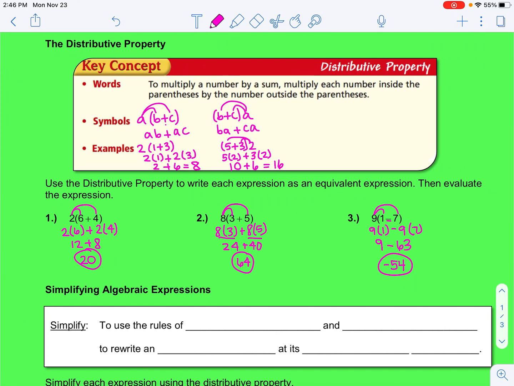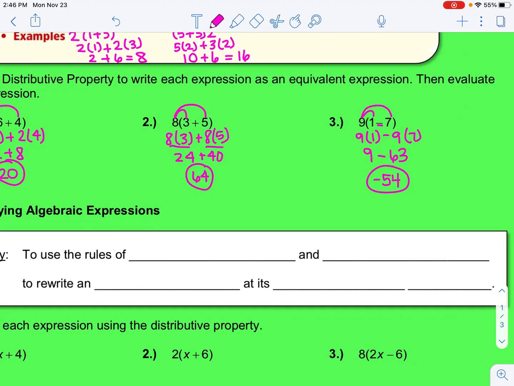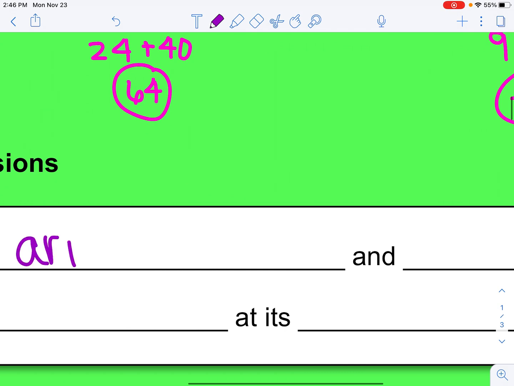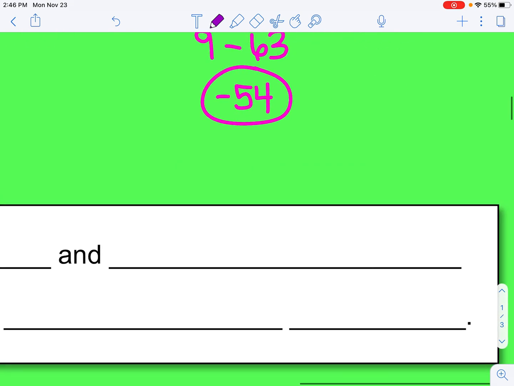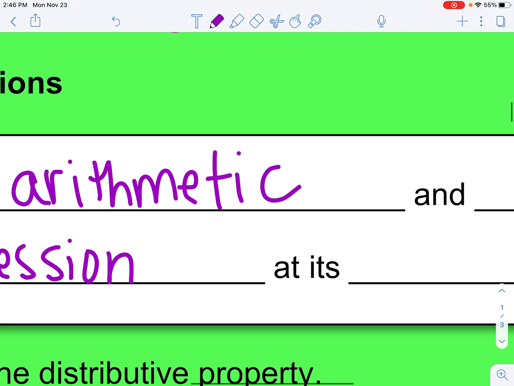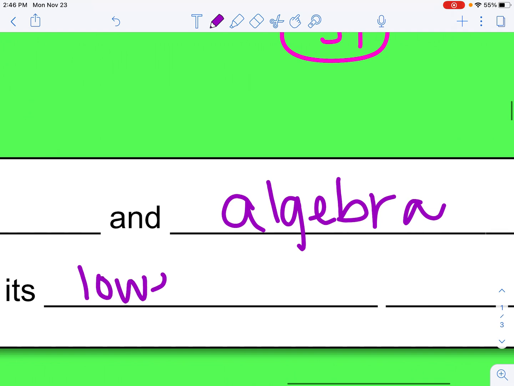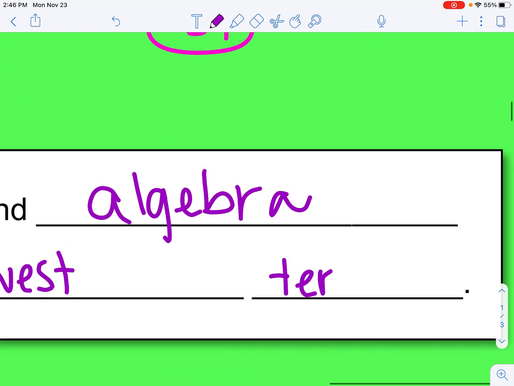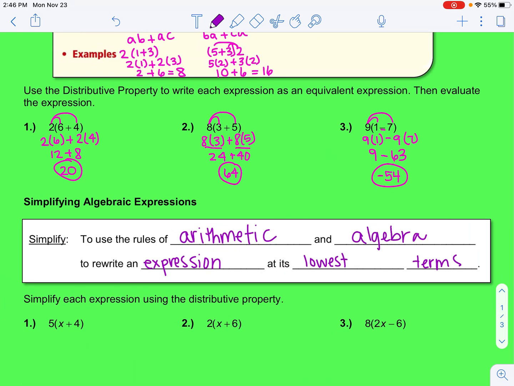We just learned what the distributive property is. Now let's talk about how we can simplify algebraic expressions using the distributive property. Simplifying means we are going to use the rules of arithmetic, which are the rules of numbers, and algebra to write an expression in its lowest terms. That's what simplify means.